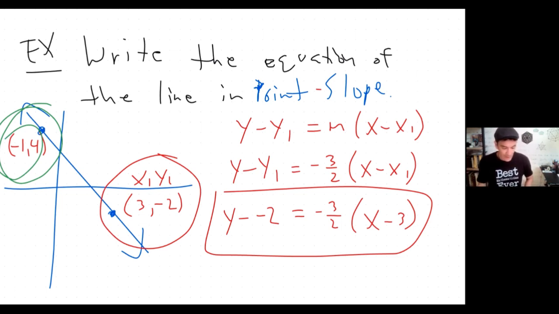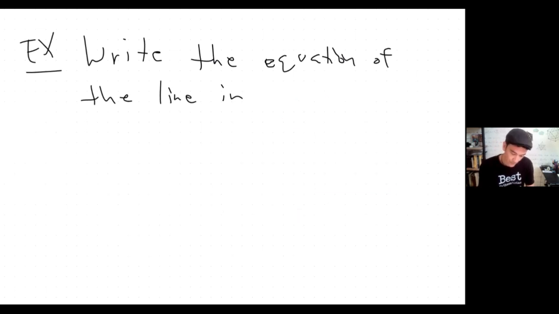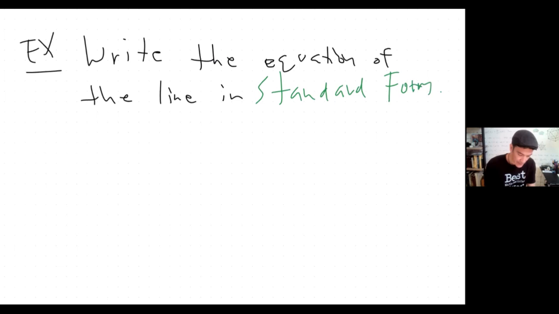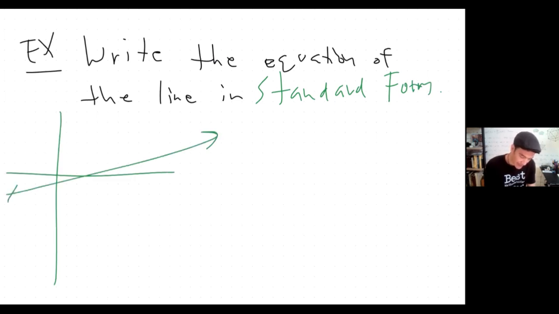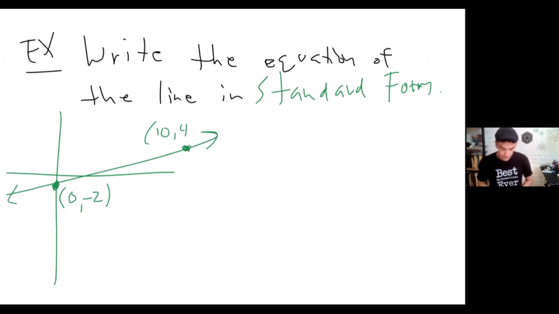Let's do one with standard this time. So write the equation of the line in standard form. So let's say you're given this picture here. The picture looks like this. Let's go kind of like this here. And let's say this time they actually give you the y-intercept. And let's say they give you a random point out there. Let's say this is at 0, -2. And let's make this like 10, 4. Just making up numbers.